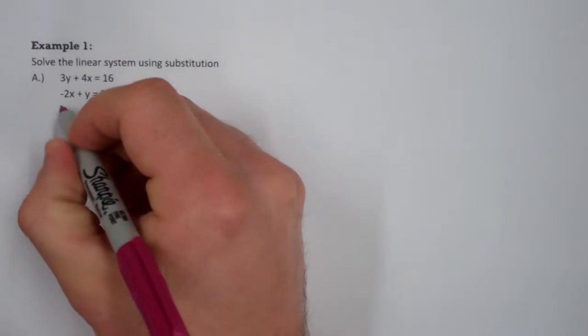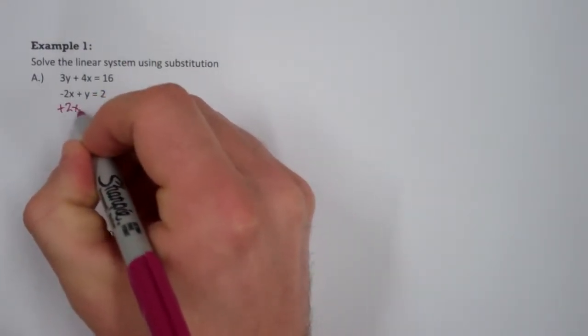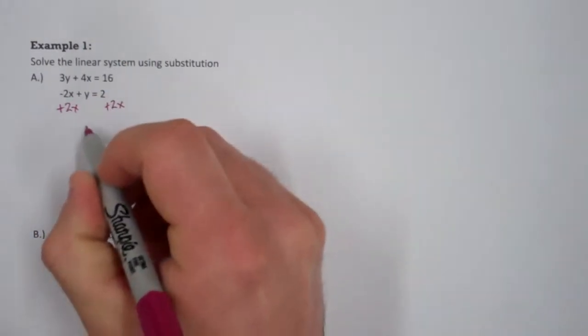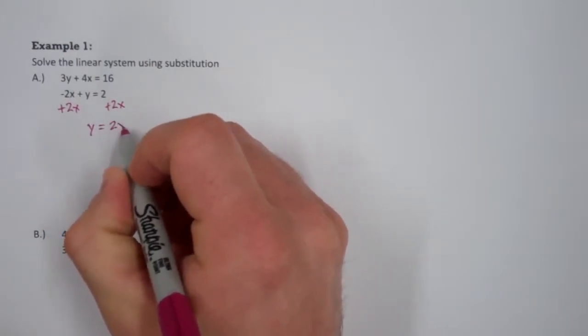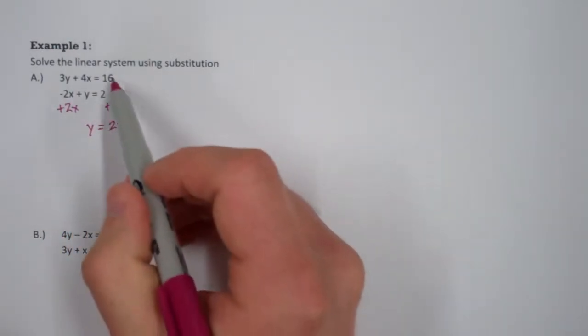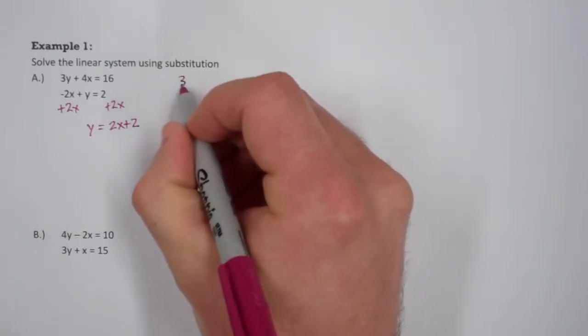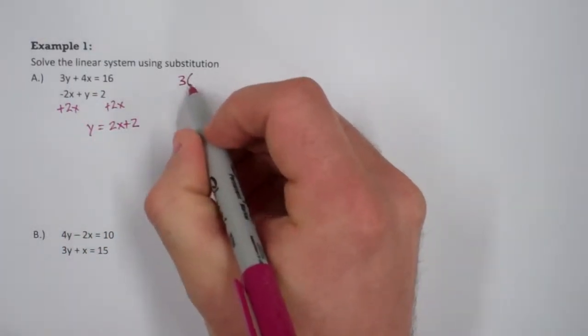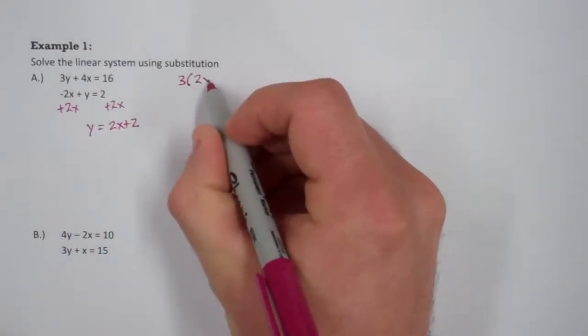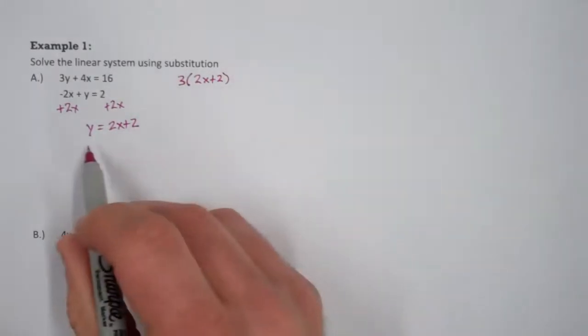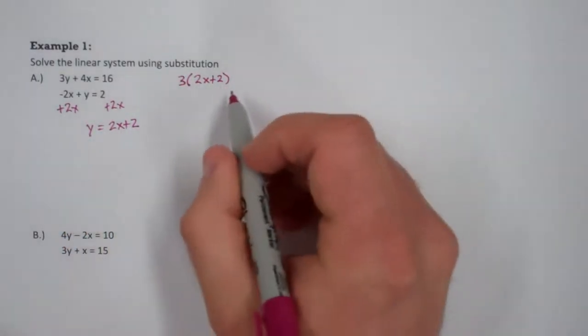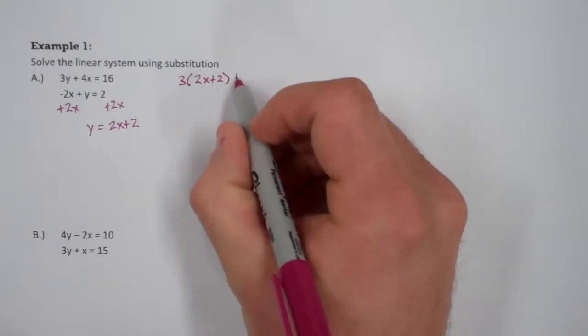Here, all we need to do is just add 2x to each side. So we've got y is equal to 2x plus 2. Then we're going to use this equation, and instead of the y, we're going to replace it or substitute everything that y is equal to. y is the same as or equal to 2x plus 2. So they're interchangeable.